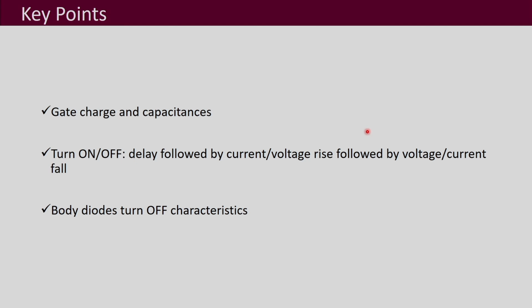So, what are the key points of this lecture? There are gate charges and associated capacitances which play a role in the turn on and turn off process of the MOSFET. And what is the usual sequence? The sequence is that first there will be a delay, then there will be a rise in current, and after that a fall in voltage, and exactly the opposite sequence follows when the MOSFET gets turned off. And the body diode's turn off characteristics affect the turn on of the MOSFET. Thank you.